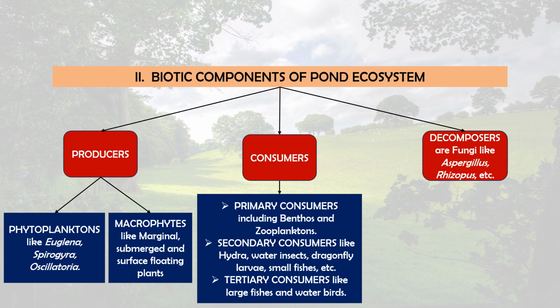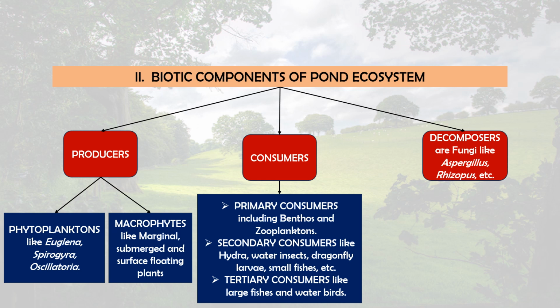And the next primary consumer are zooplanktons. They feed chiefly on phytoplanktons, and some examples are cyclops, euglena, some crustaceans, etc. And next one is secondary consumers. They are carnivores that feed on primary consumers like hydra, dragonfly larvae, water insects, and some small fishes.